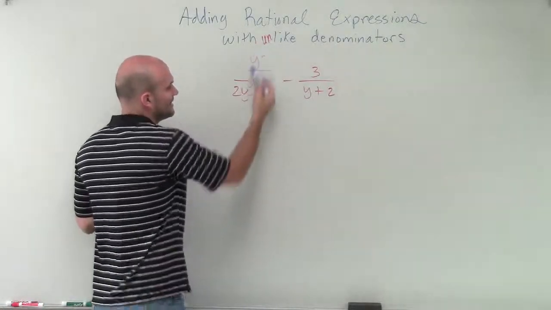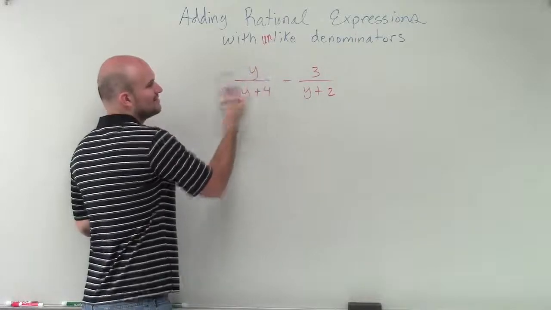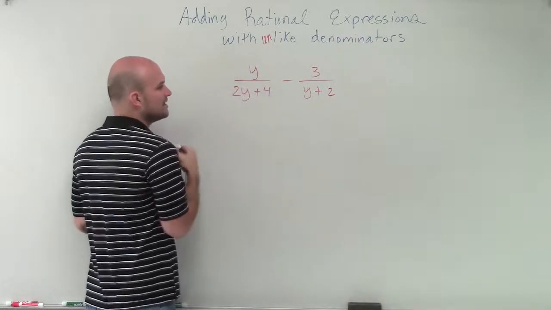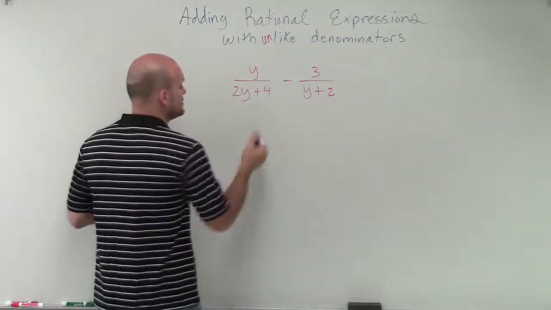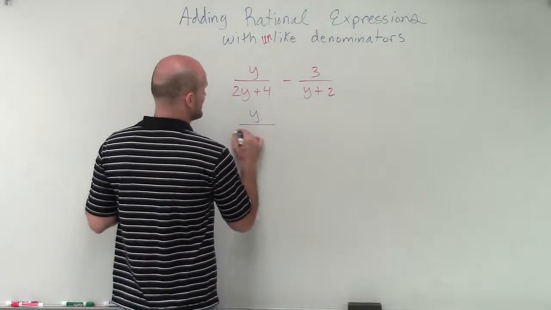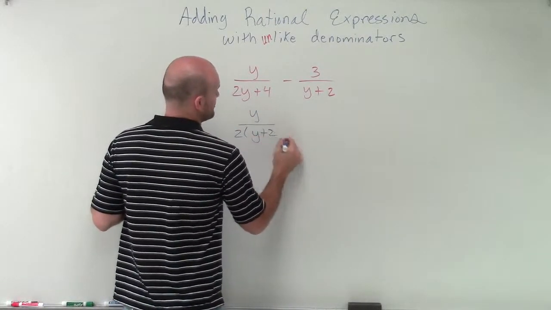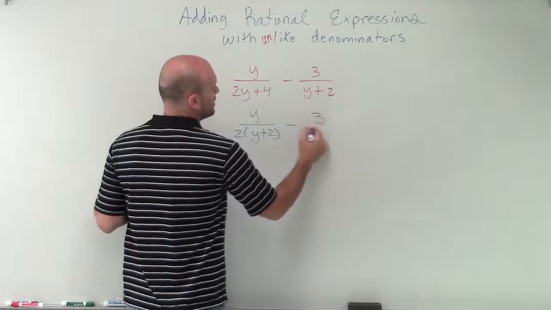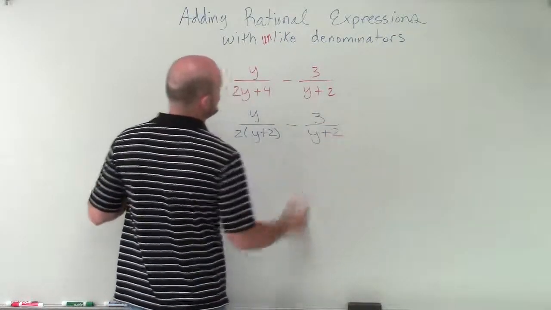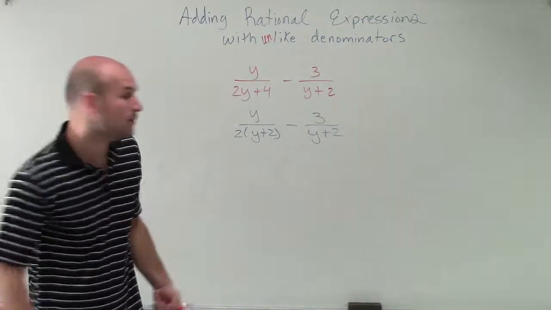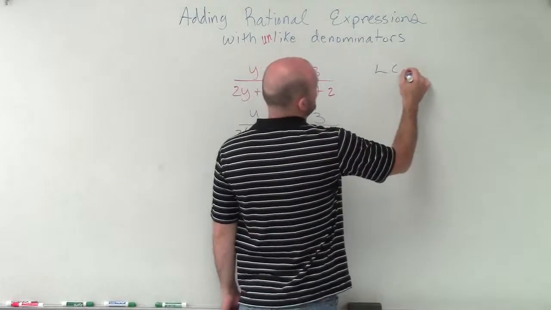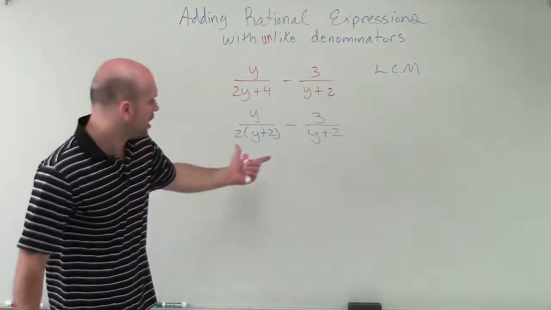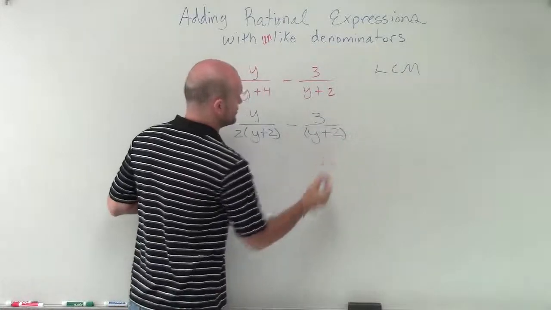So when looking at this example, we can't simplify anything in our numerator. However, in the denominator we can simplify by factoring out a 2. So let's rewrite this as 2 times y plus 2, minus 3 over y plus 2, as we cannot simplify this at all. Now, when we go ahead and write our LCM, it's very obvious to see that our LCM, I'll just put this in parentheses just so it looks the same.